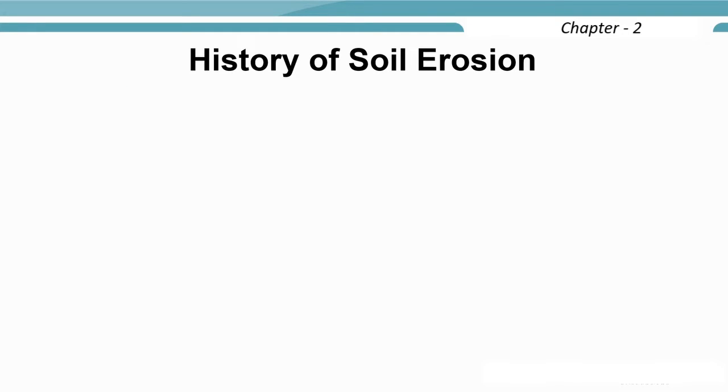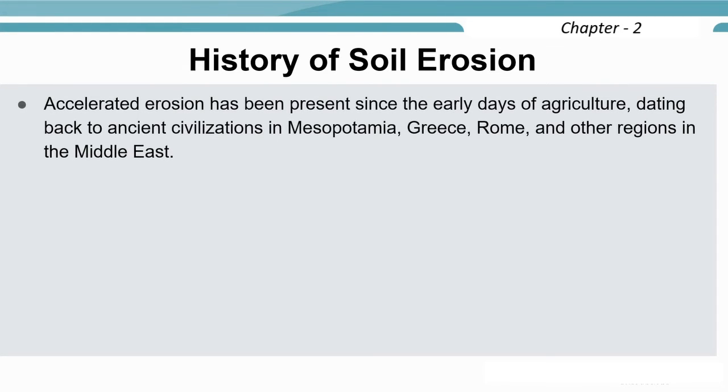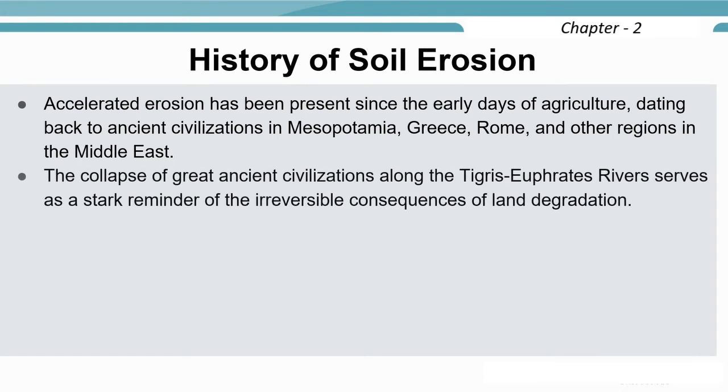History of soil erosion. Accelerated erosion has been present since the early days of agriculture, dating back to ancient civilizations in Greece, Rome, Mesopotamia and other regions in the Middle East. There have been evidences of accelerated erosion in history. The collapse of great ancient civilizations along the Tigris-Euphrates rivers serves as a stark reminder of irreversible consequences of land degradation.